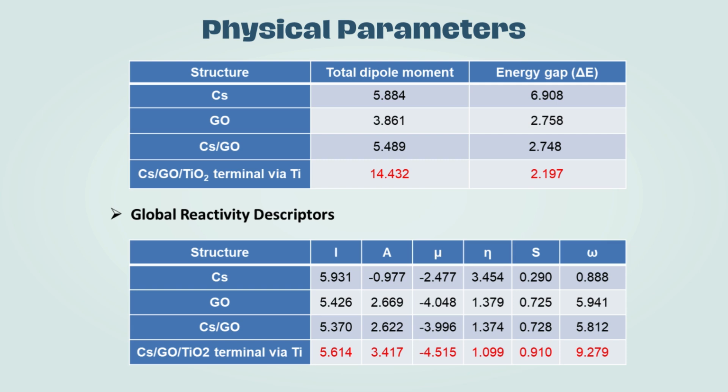The second table is the global reactivity descriptors: ionization potential, electron affinity, chemical potential, absolute hardness, absolute softness, and electrophilicity index. The chitosan graphene oxide titanium dioxide shows higher electron affinity, more chemical reactivity, higher softness, lower hardness, and high electrophilicity index. All mean high reactivity and easily polarized, facilitating charge transfer.